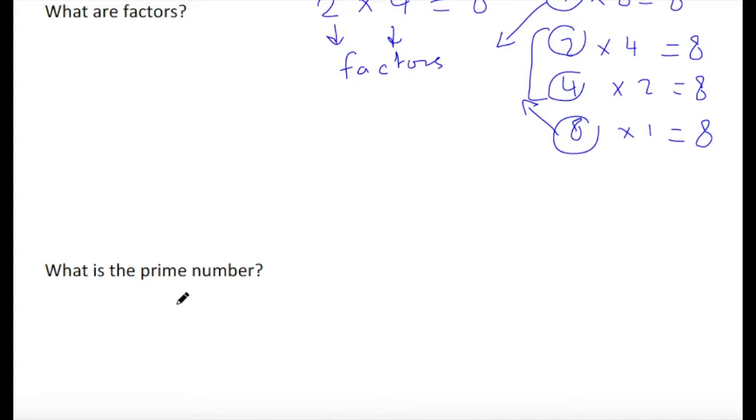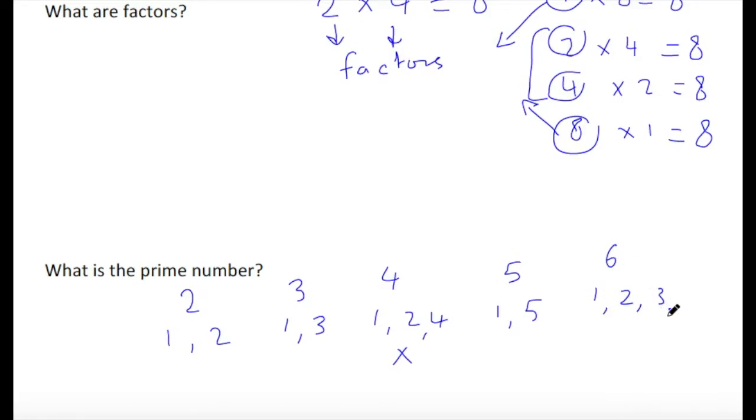For example, 2 has only 1 and 2, so 2 is a prime number. 3 has 1 and 3, so 3 is a prime number. 4 has 1, 2 and 4, so 4 is not a prime number. 5 has 1 and 5, so 5 is a prime number. 6 has 1, 2, 3 and 6, so 6 is not a prime number.